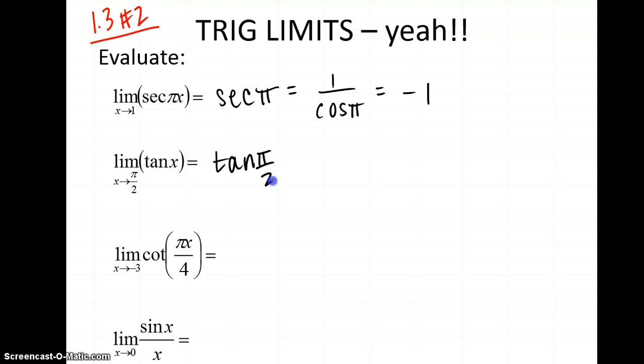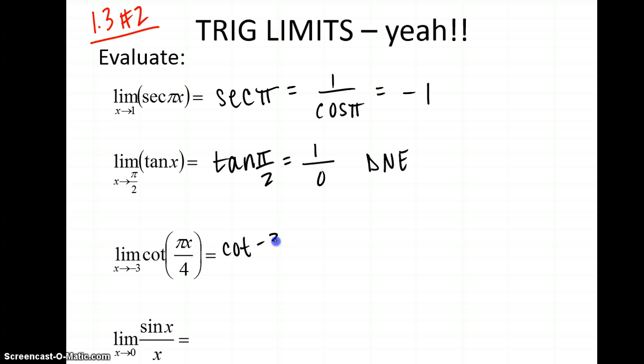Direct substitution will give us tangent of pi over 2. Sine over cosine. Sine of pi over 2 is 1. Cosine of pi over 2 is 0. Since the tangent is undefined, the limit would not exist.